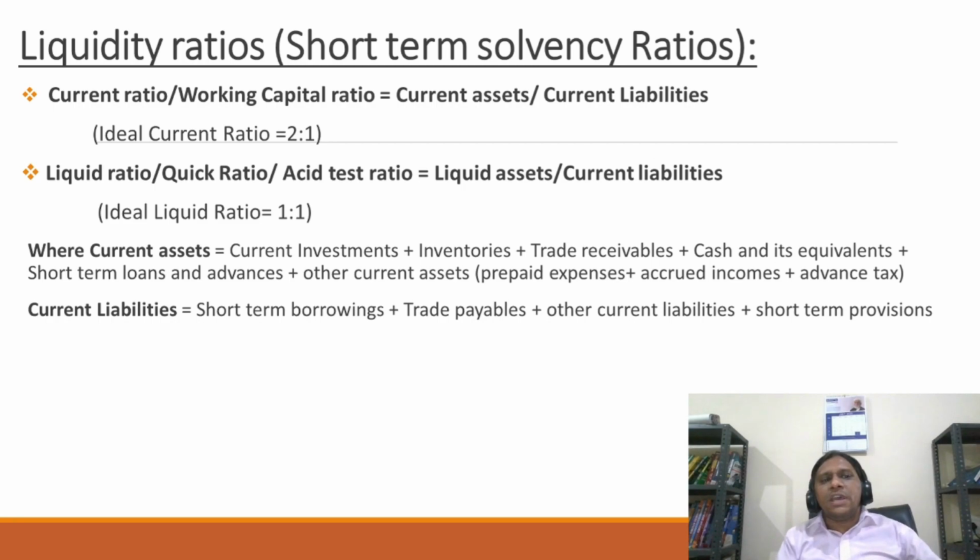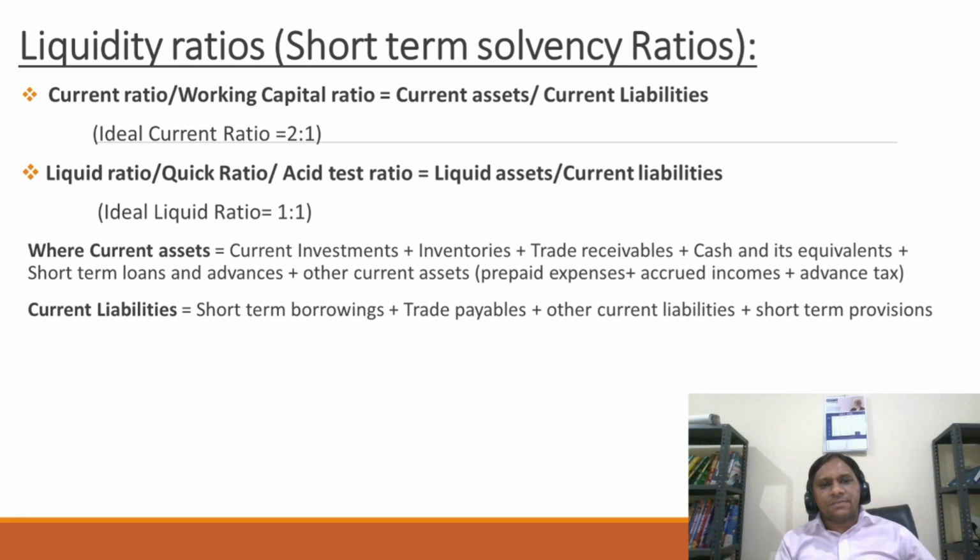Then the second ratio is the liquid ratio. Liquid ratio is another name for quick ratio. It is also known as acid test ratio. Liquid ratio can be computed as liquid assets by current liabilities. My dear children, how to calculate current assets, current liabilities and liquid assets? It's a very important big question. So let's go ahead with the solution.